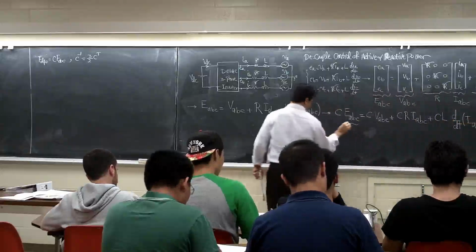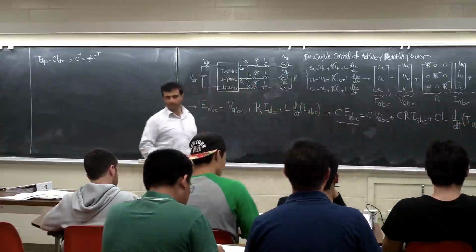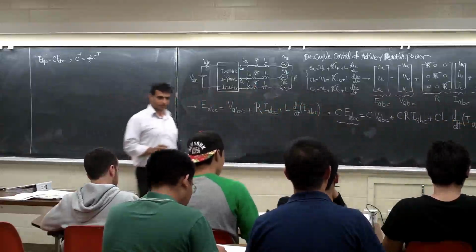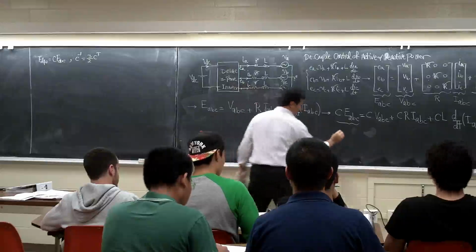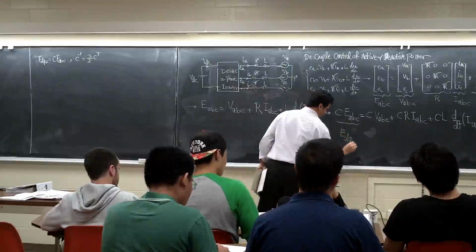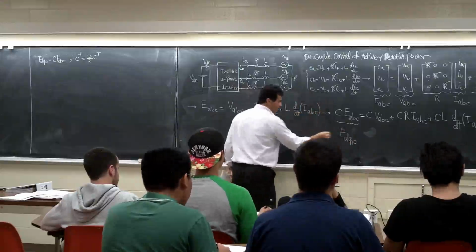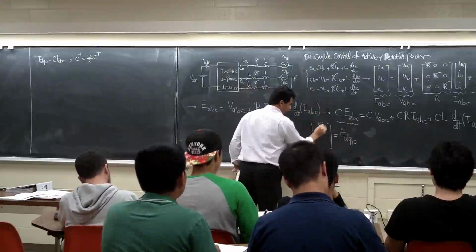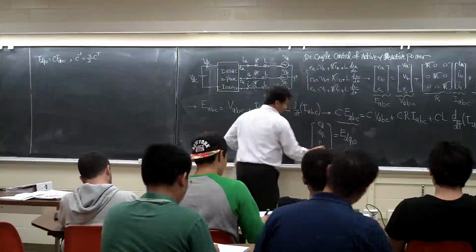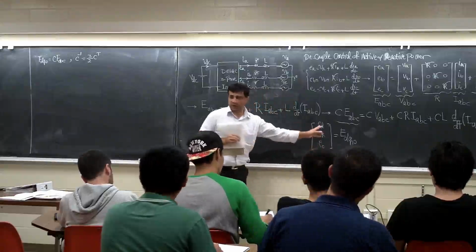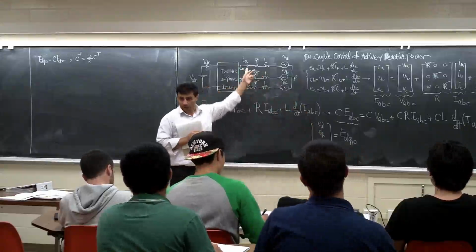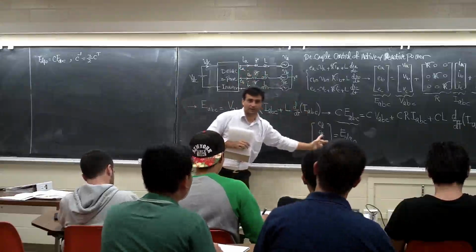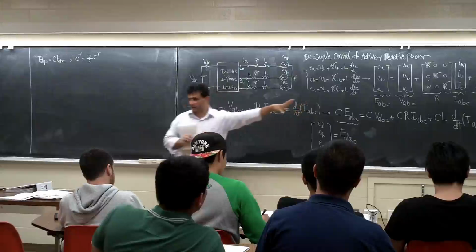So what is this? EDQO. What does it mean? I'm going to write only this one. It means this one is equal to what? ED, EQ, EO. These are the output voltage of the inverter, right? These are the output voltage of the inverter in the DQ system, right?